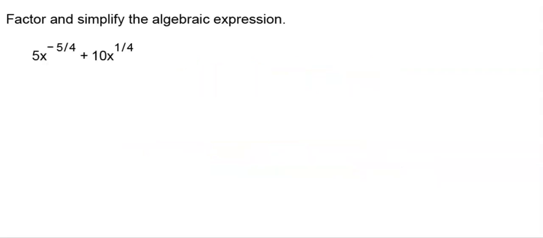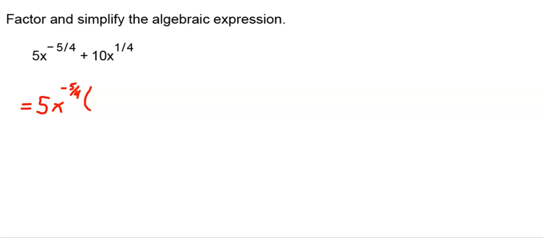To factor this expression, we're going to look for a greatest common factor between the two terms. For the number factors, we've got a 5 and a 10. So our greatest common factor in terms of numbers is 5. For the variable factors, we look for the lowest exponent for our factors with an x as a base. And the lowest exponent is negative 5/4. So x to the negative 5/4 will be in our greatest common factor.